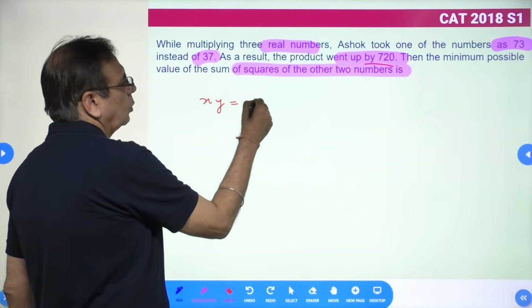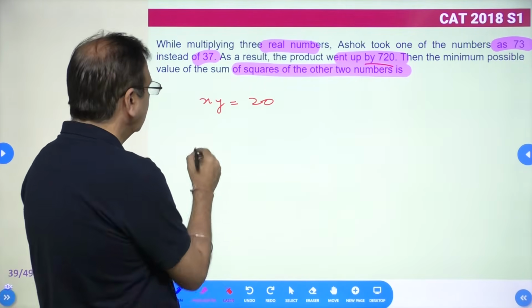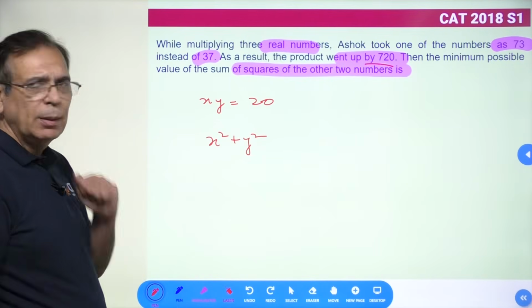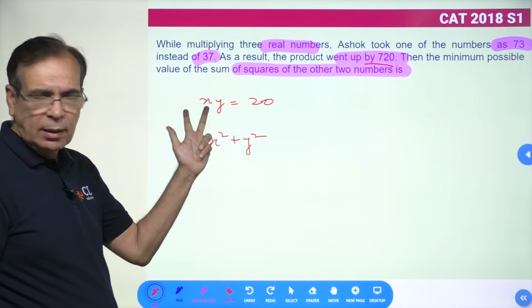X into y is equal to 20. Okay? We want to find the minimum value of x square plus y square. Okay? When will minimum happen? When x is equal to y. Take an example.